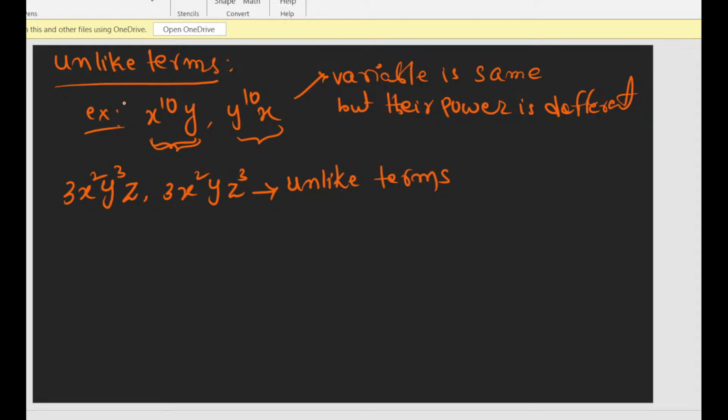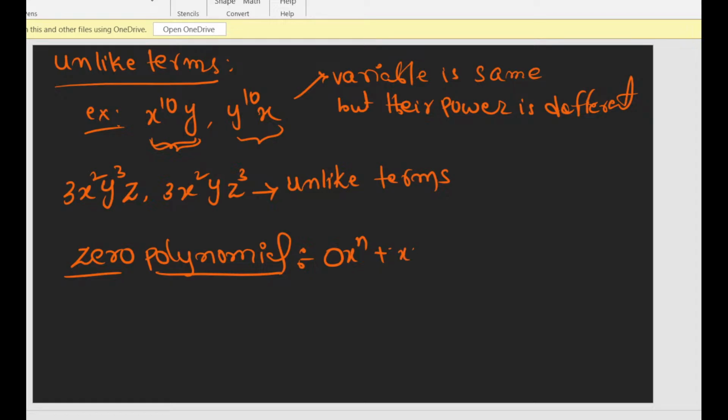I hope it is very clear, you understand like terms and unlike terms. Now just look at here. In the degree, for example, there is also a 0 polynomial. What is a 0 polynomial? For example, any polynomial having 0 times x power n plus 0 times x power n minus 1, likewise. If all terms are 0, then we call that a 0 polynomial.